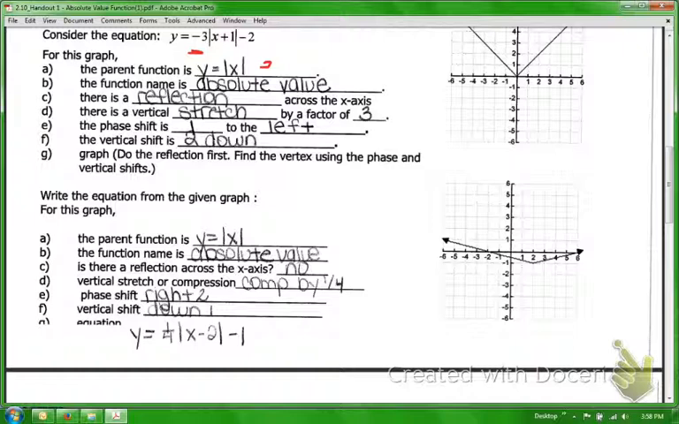So it's going to help you to write down these values. We know that, and I will generally call this A. So A is 3, H, which is right here with the x, is going to be negative 1. Remember, we do the opposite. And K is negative 2.